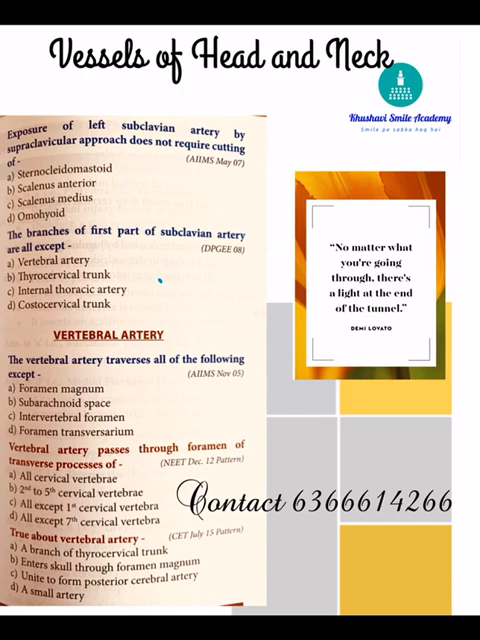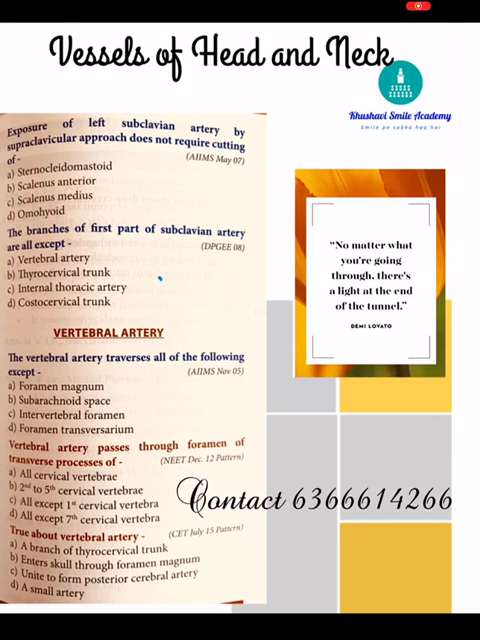Okay, the next question is: the vertebral artery traverses all of the following except. You have to know the basics first. The vertebral artery traverses through the vertebral triangle, the foramina transversaria of the upper 6 cervical vertebrae, the suboccipital triangle, the posterior atlanto-occipital membrane, and the vertebral canal, and then it pierces the dura mater and the arachnoid and passes through the foramen magnum to enter the posterior cranial fossa. So the answer is C, intervertebral foramen.